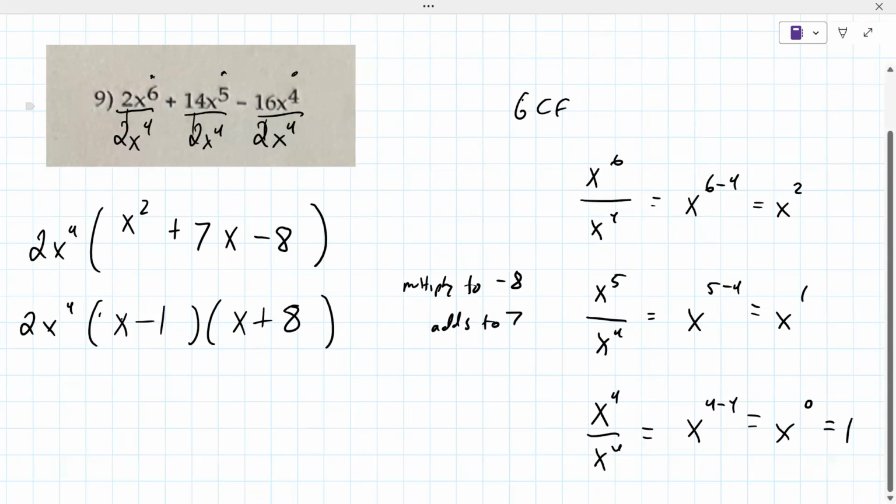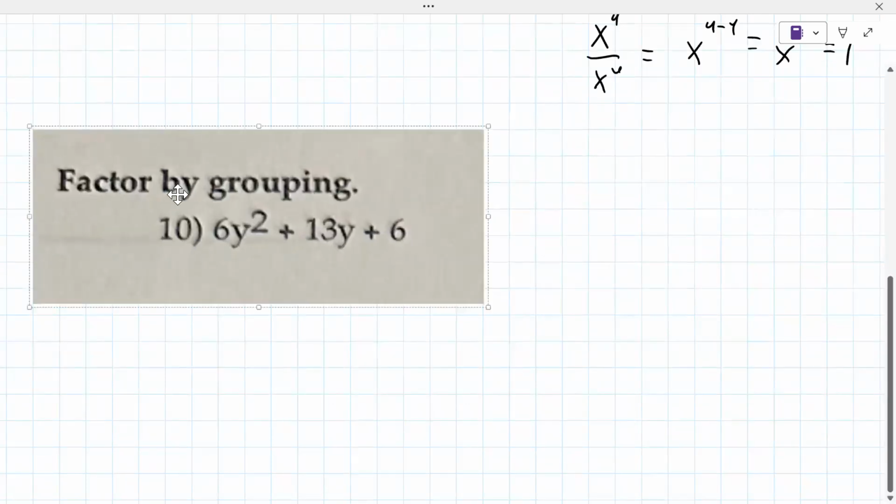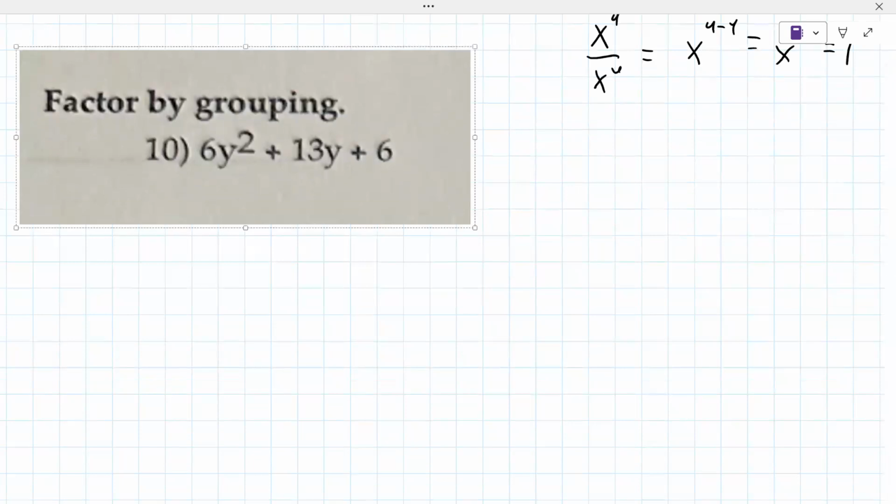Okay, so let's keep going here. We're going to talk about how to do grouping problems. So this is somewhat related to what we've done prior. You'll do a little bit of GCF work here. The thing that you should look for is that there's no number that goes into 6, 13, and 6. There's no number. No. All right.